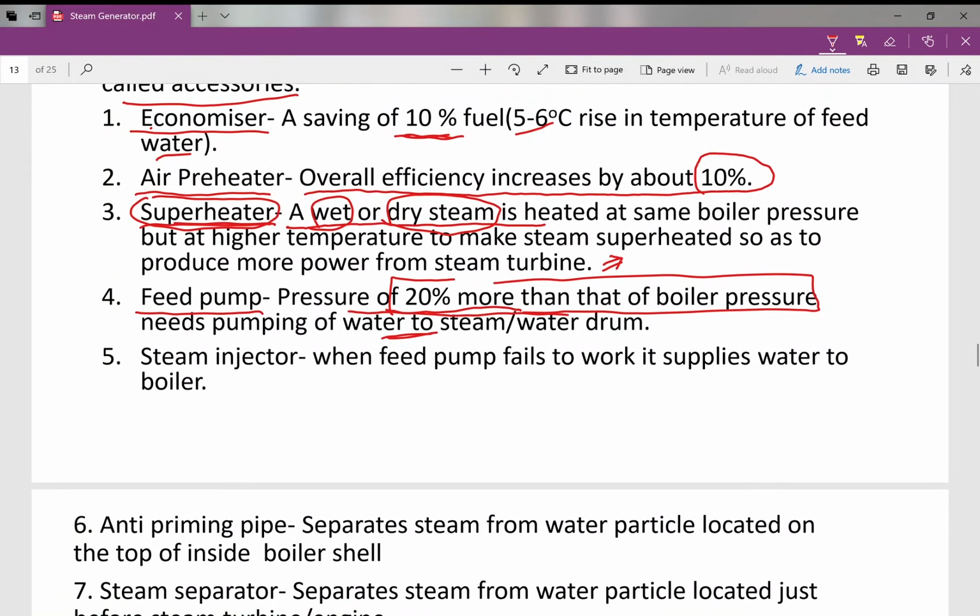Fifth one is the steam injector. When the feed pump fails to work, the steam injector supplies water to the boiler. In fact, a feed pump is already provided, but even if the feed pump fails, this steam injector serves the purpose.